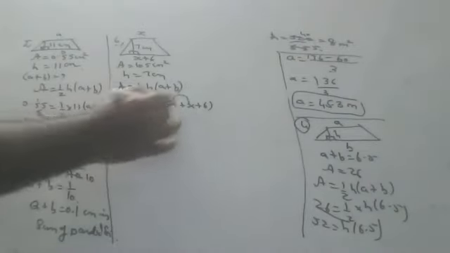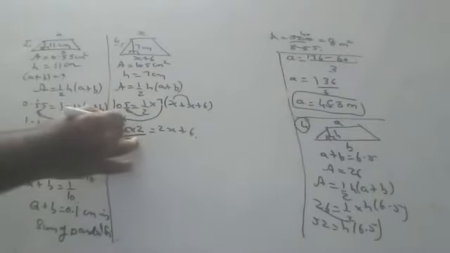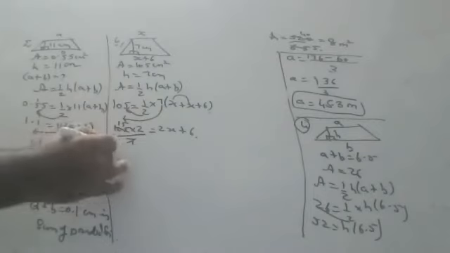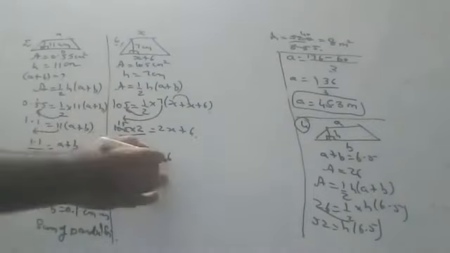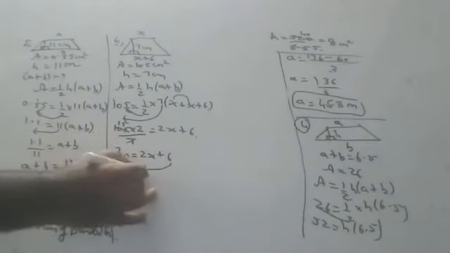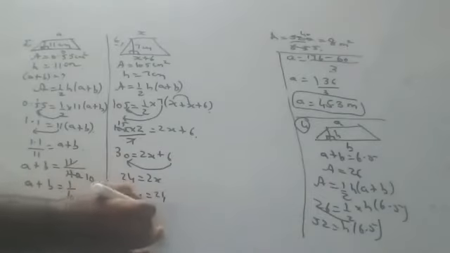So 2x plus 6. 7 ones are 7, 7 fives are 35... 30 is 2x plus 6, so 30 minus 6 is equal to 2x. 24 is equal to 2x. 2x is equal to 24. X is equal to 12.